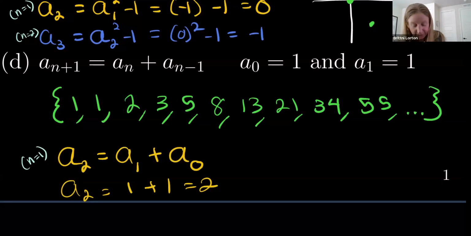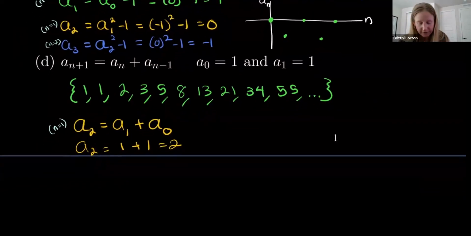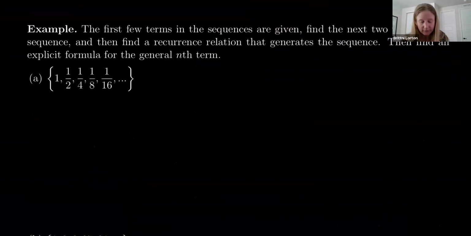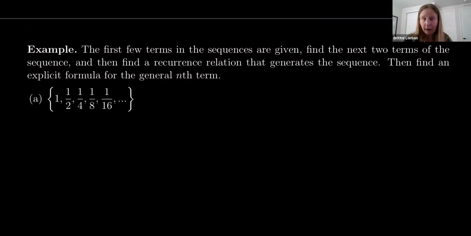All right, now we have an idea of what a sequence is. Let's do a little bit more with the vocabulary on a sequence. I'm giving you some explicit formulas for a sequence and some recurrence relation for a sequence. Let's do it the other way around. Okay, I'm going to give you now the terms in the sequence, and you have to give me the recurrence relation and the explicit formula. Being able to work backwards is going to be very helpful here.